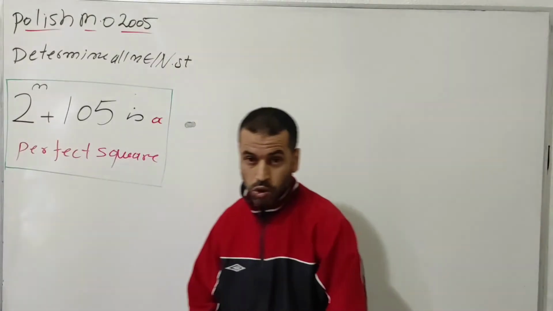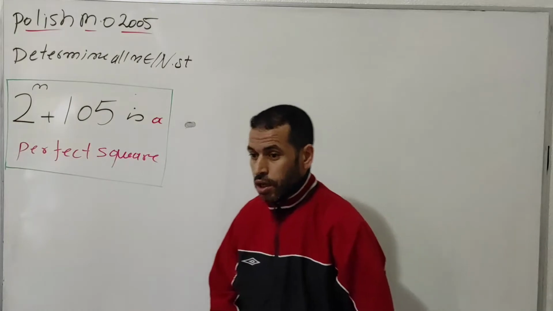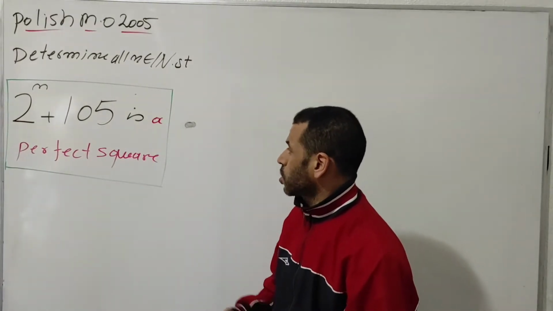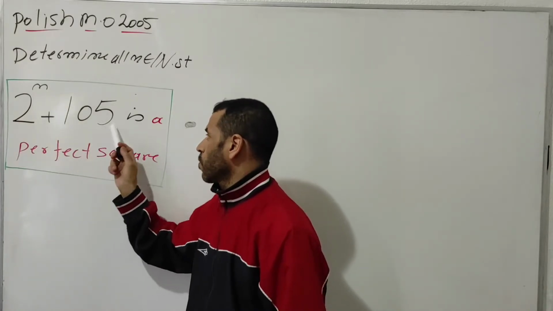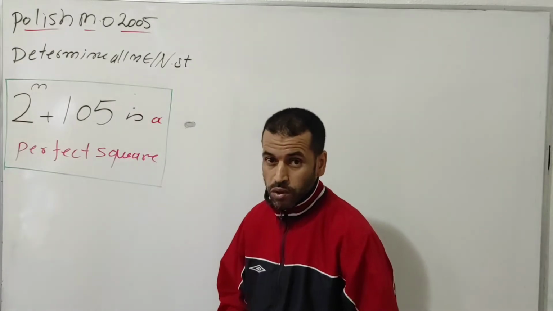In this video I would like to introduce you a very nice problem of Polish Mathematical Olympiad edition 2005. Here is the following information. Determine all n as a natural number such that 2 to the n plus 105 is a perfect square. Okay, so there is a bunch of ways to solve this one.